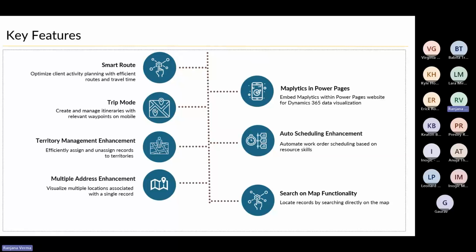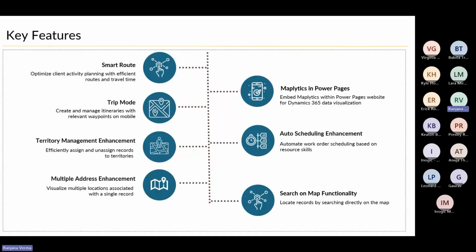Now let's just see which features we are going to see today. So first is smart route. Basically, we'll see how to create our routes, how to navigate through them, then how to use Maplytics on mobile, because you can plan it on your desktop, but at the end you have to go on the road and just understand the things, right? So how to use it on the mobile.